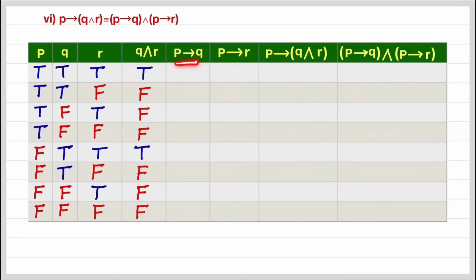Next column for implication: P implies Q. Here P is the first statement and Q is the second statement. When the first statement is true and the second is false, the implication is false. At the third and fourth places, this condition is satisfied. Therefore, the third and fourth entries are false and all other entries are true.